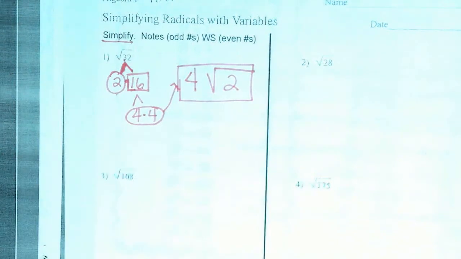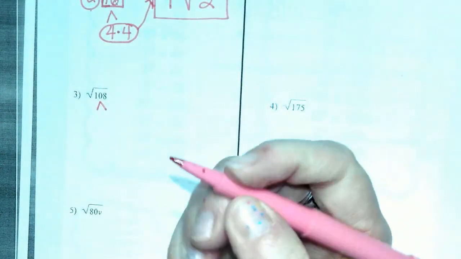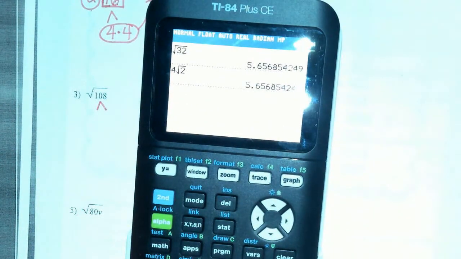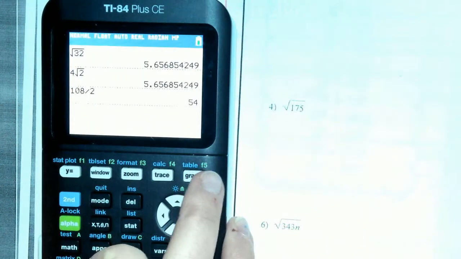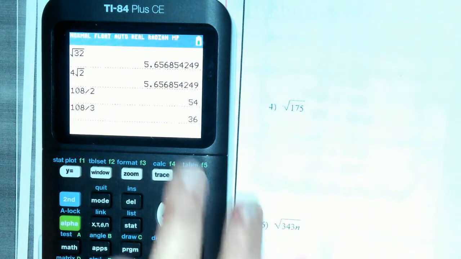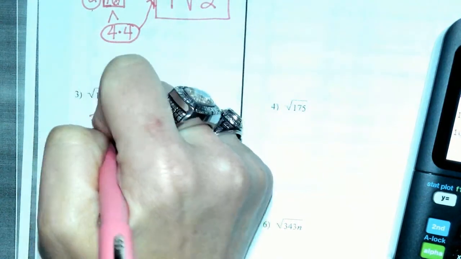Alright, so let's look at number 3. 108 is our number. It's not a perfect square, so let's look at the factors of 108. I just start with 2 and go from there. 108 divided by 2, well 54 is not a perfect square, so we can't stop there. 108 divided by 3, that's a perfect square, 36. So I'm going to use 3 times 36.